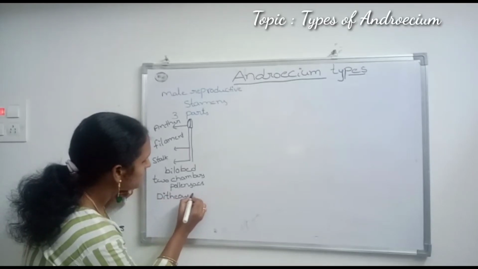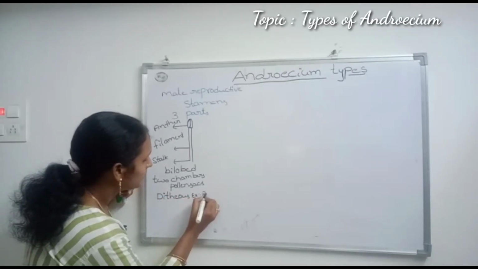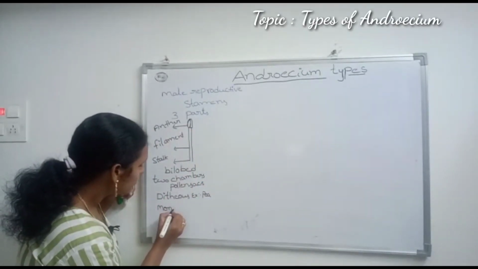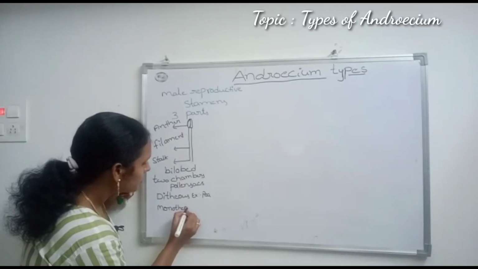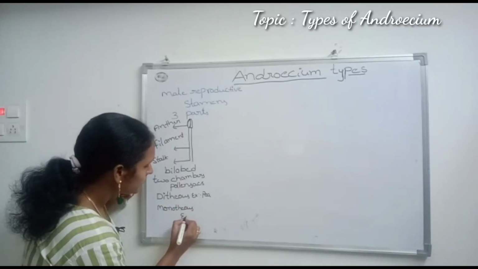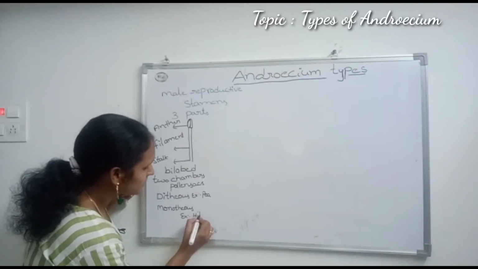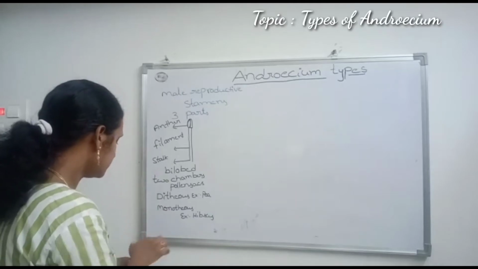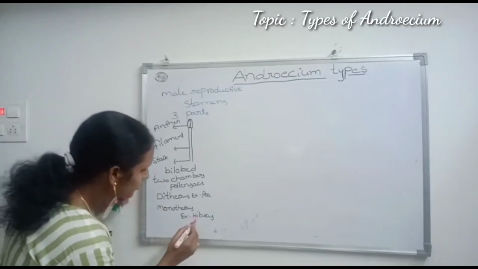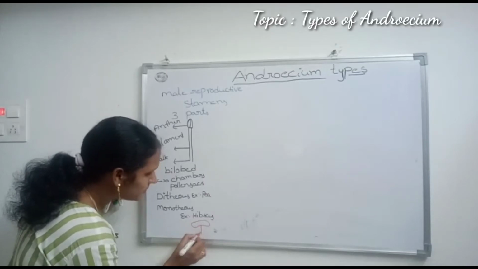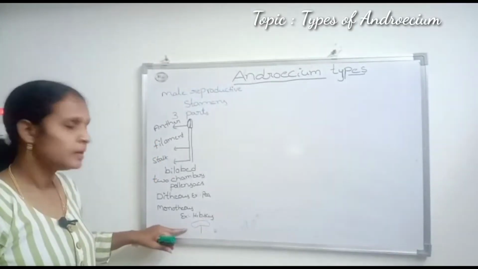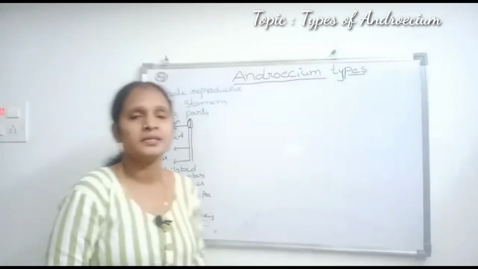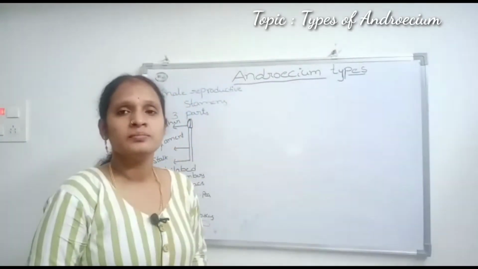Dithecous means two lobes, for example the pea plant. Some plants are different, monothecous. Monothecous means single lobed, for example hibiscus. The monothecous anther appears like this. So monothecous means single lobed, and dithecous means two lobes.